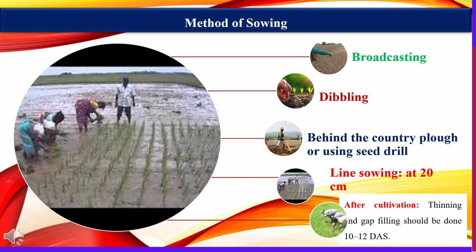After sowing, thinning and gap filling should be carried out around 10 to 12 days after sowing, DAS, to maintain the recommended plant population and ensure even crop growth.